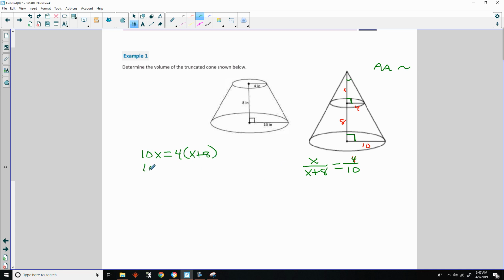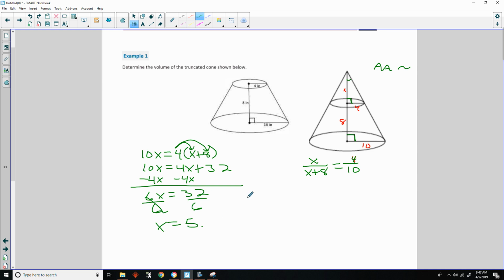So then I simplify by distribution, distribute the 4, and 4 times 8 is 32. And I want to get x by itself, so I need them all on one side of the equal sign, so I'll subtract the smaller one over to the other side, and I get 6x equals 32. Divide both sides by 6, and I get x equals 5.